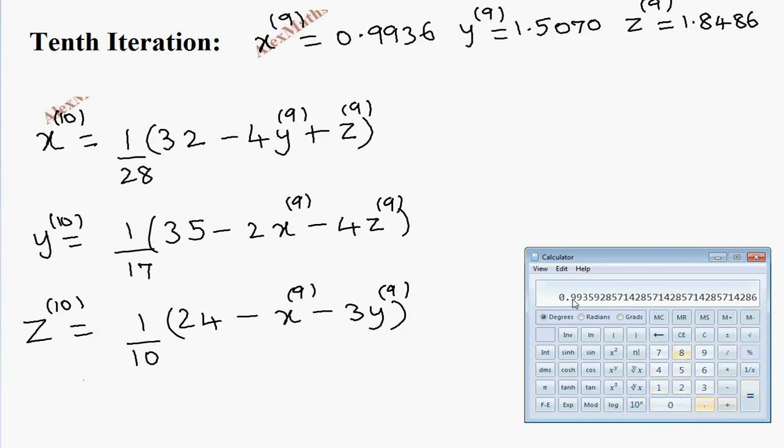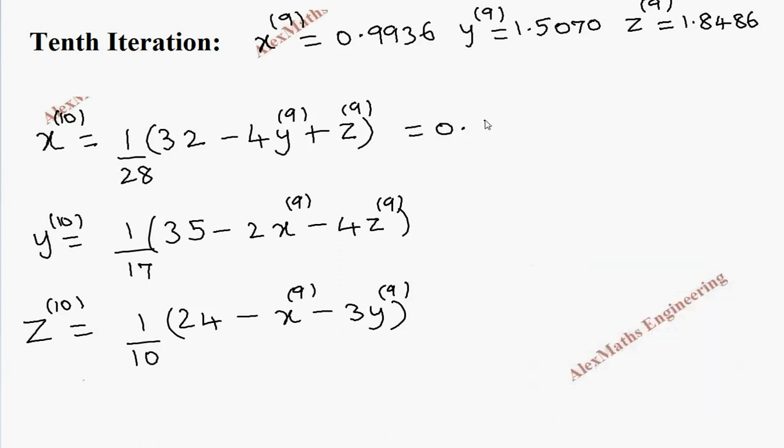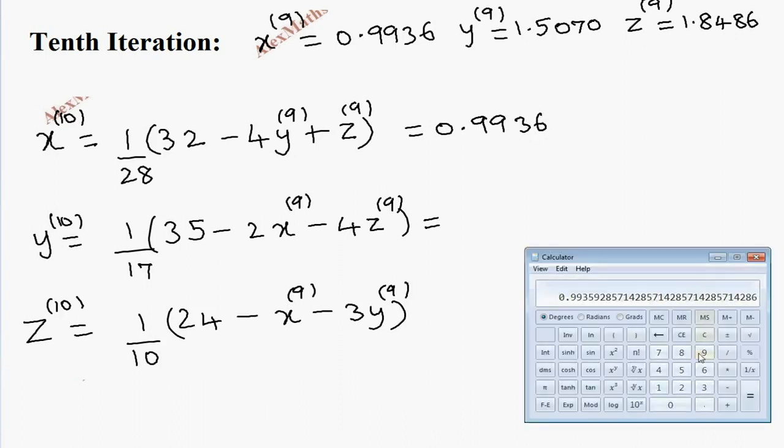We get 0.99359, and when we round up, 0.9936. Coming to the second value, it is 35 minus 2 into 0.9936 minus 4 into 1.8486. This whole value we have to divide by 17, which is 1.5069. So when we round off, it will become 1.5070.